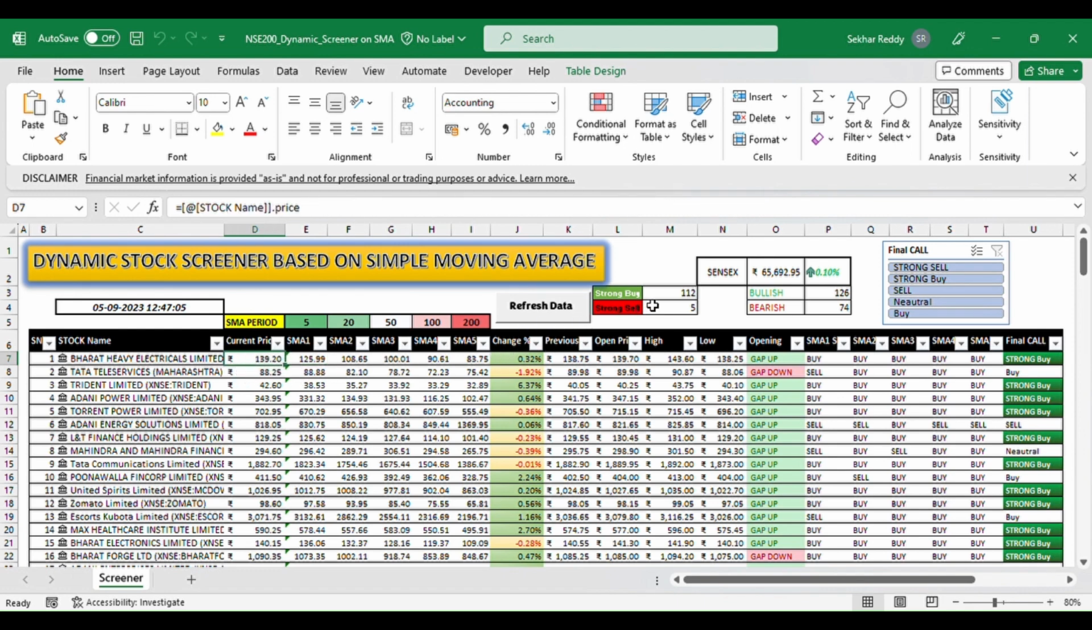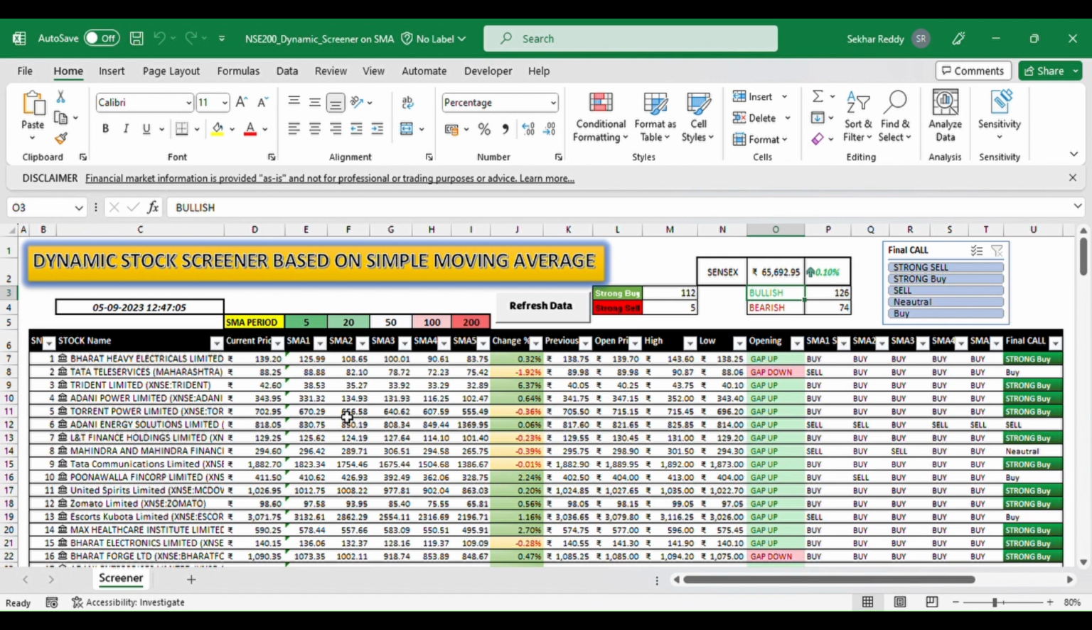Here we can see the current market trend, whether it is going upwards or downwards. Let's say for Sensex, this is the current value and it is in the green zone, with a percentage change of 0.10. Then I think we have 200 stocks in the list. Among those 200, 126 stocks are in the bullish zone and 74 in the bearish zone.